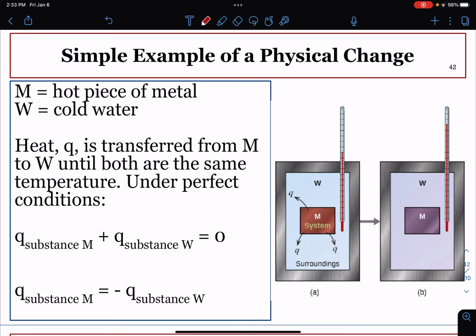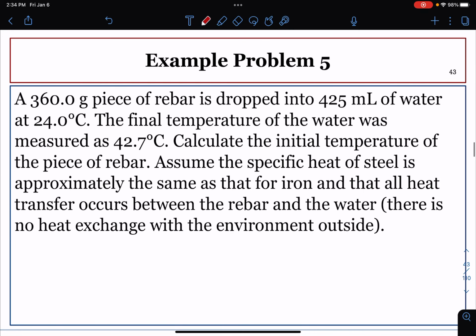It actually doesn't matter where this negative sign is, if it's written on one side of the equation or the other. We just need to have it on one side or the other, because one of the things is going to lose energy, the other thing will gain the energy. So let's look at our first example here.